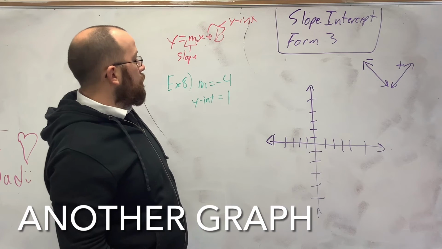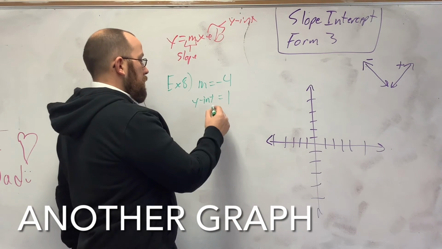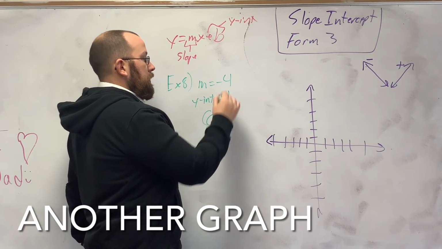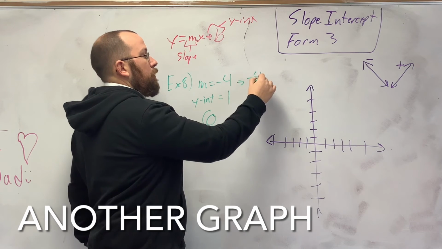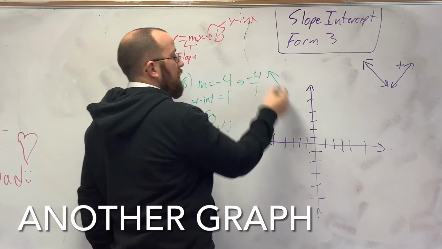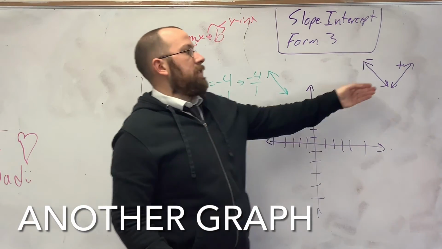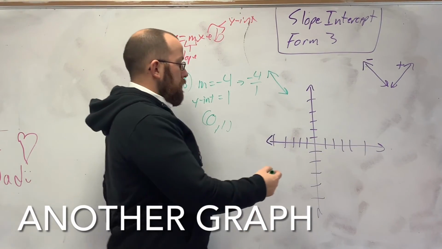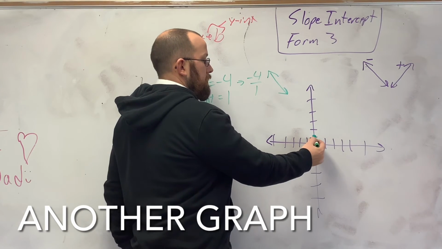All right, last one here. I already wrote it out for you. Hooray. So your y-intercept is actually 0, 1, and your slope is -4 over 1. Now it's negative, so my line is going to look like that. It's negative. All right, so I start at 0, 1. Y-intercept's my starting point.